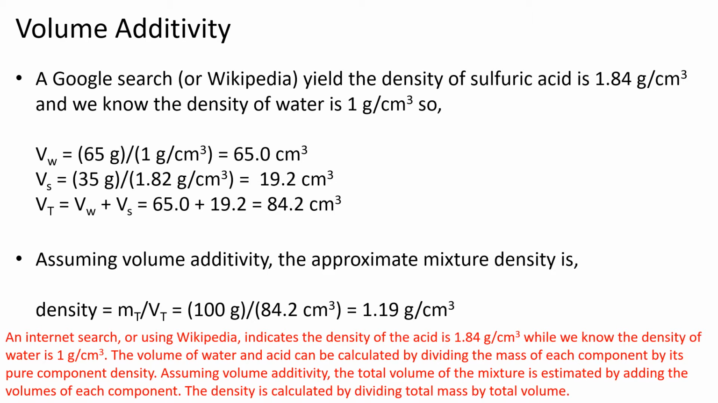An internet search, or using Wikipedia, indicates the density of the acid is 1.84 grams per centimeter cubed, while we know the density of water is 1 gram per centimeter cubed. The volume of water and acid can be calculated by dividing the mass of each component by its pure component density. Assuming volume additivity, total volume of the mixture is estimated by adding the volumes of each component. The density is calculated by dividing total mass by total volume.